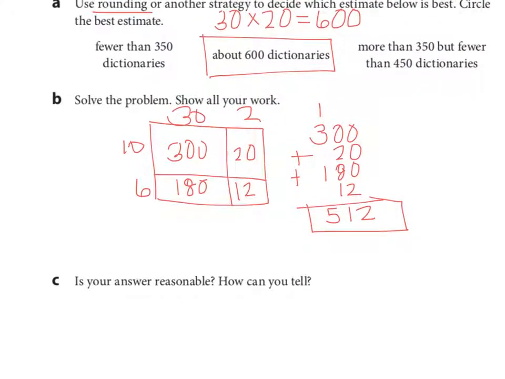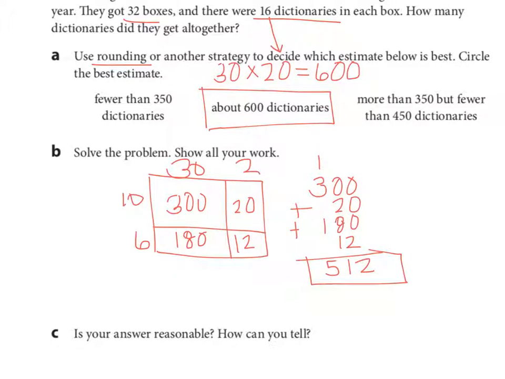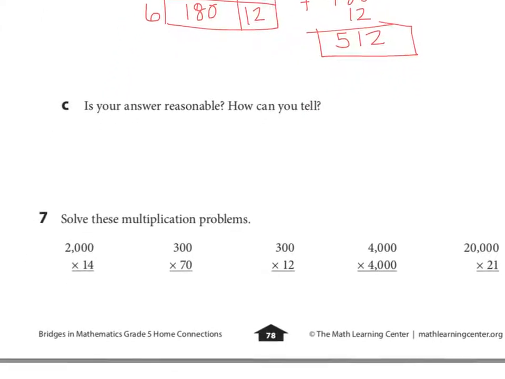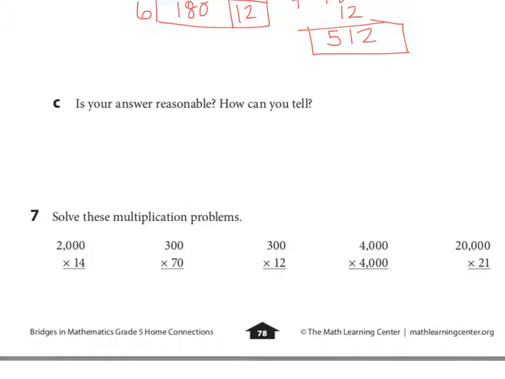C, is your answer reasonable? How can you tell? We can tell our answer is reasonable because 512 is close to about 600 dictionaries. So you would write, yes, my answer is reasonable because it's close to my estimate. Number 7 says solve these multiplication problems.